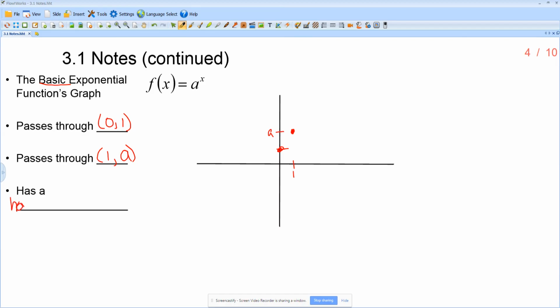This function also has a horizontal asymptote. While it sometimes moves, the basic function has a horizontal asymptote of y equals 0. So the x-axis is our horizontal asymptote. And we've got this exponential function. I will move that point so that it's actually on the exponential function. There we go. So we get this graph. An exponential function continues on in both directions, left and right. It's always going to be increasing or decreasing throughout, and it always has that horizontal asymptote.